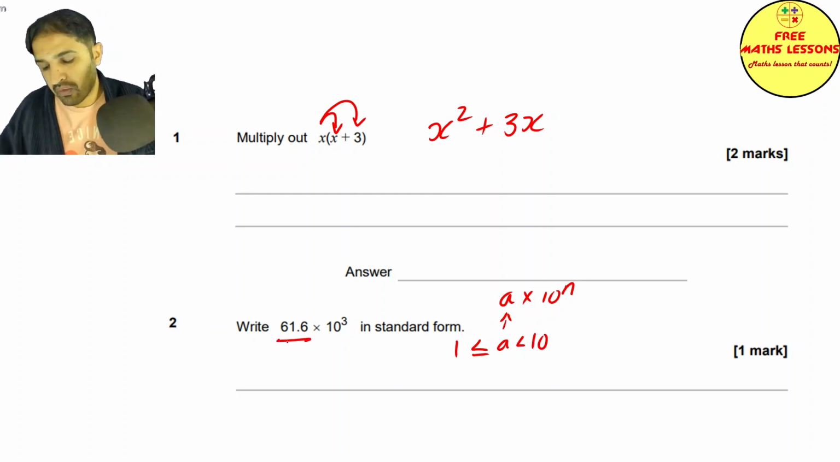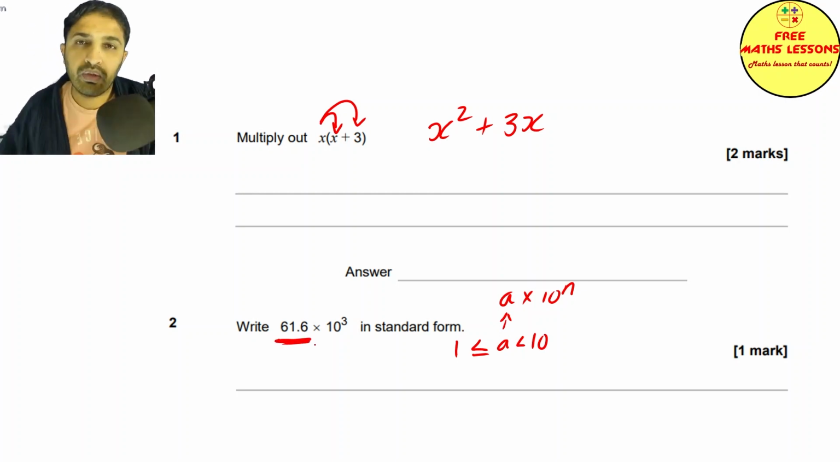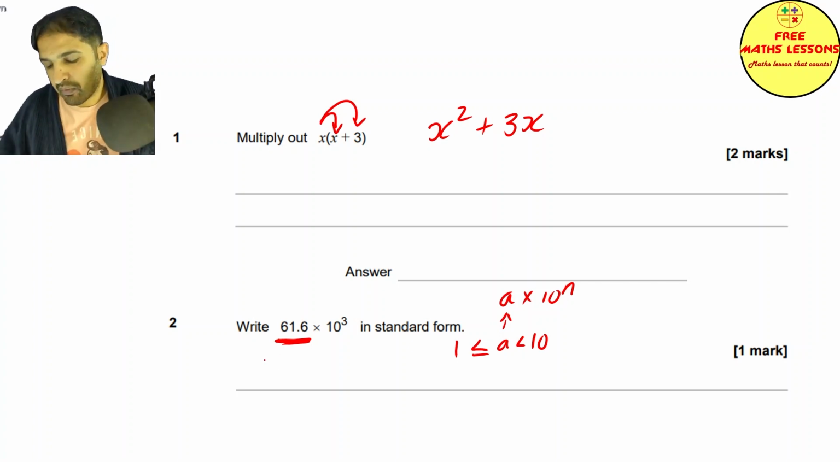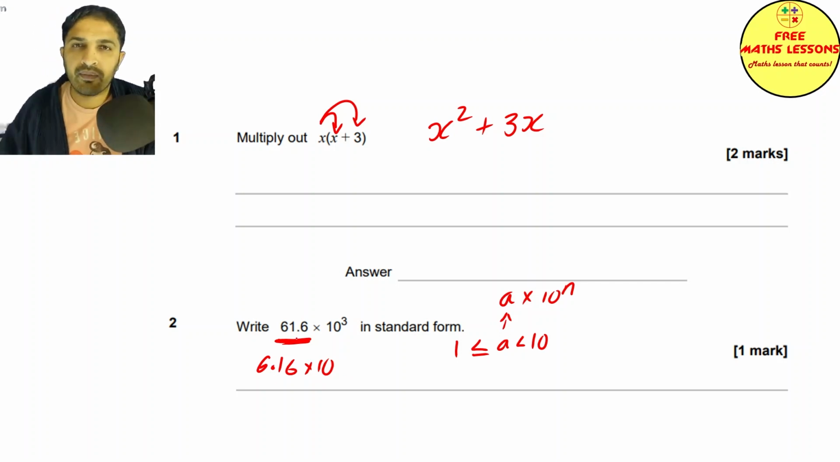So here we've got 61.6. That's not between 1 and 10. That's the reason we've been asked to do this question. So write it here in standard form. So how do I write 61.6 between 1 and 10? If I write it as 6.16 and multiply by 10, so 6.16 times 10, that will give you 61.6. But then we're multiplying that by 10 to the power 3.